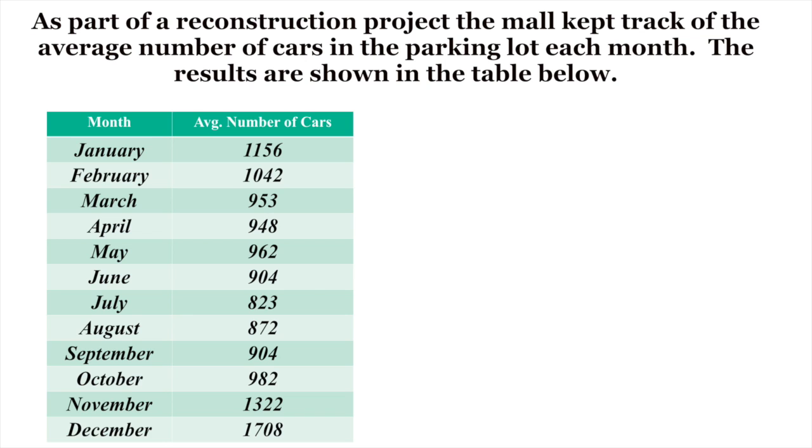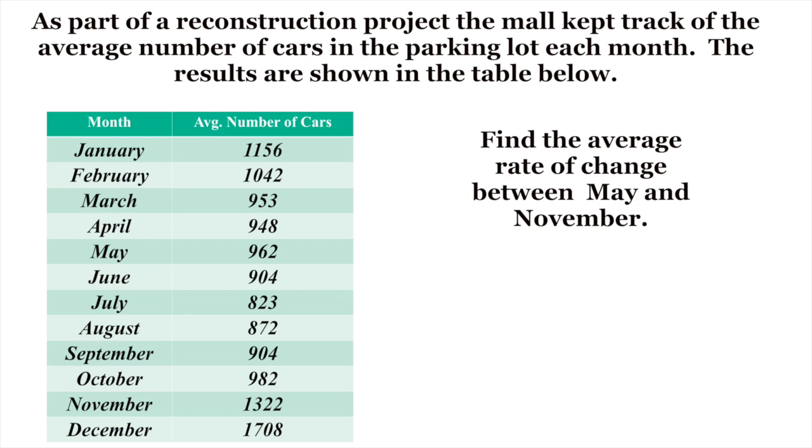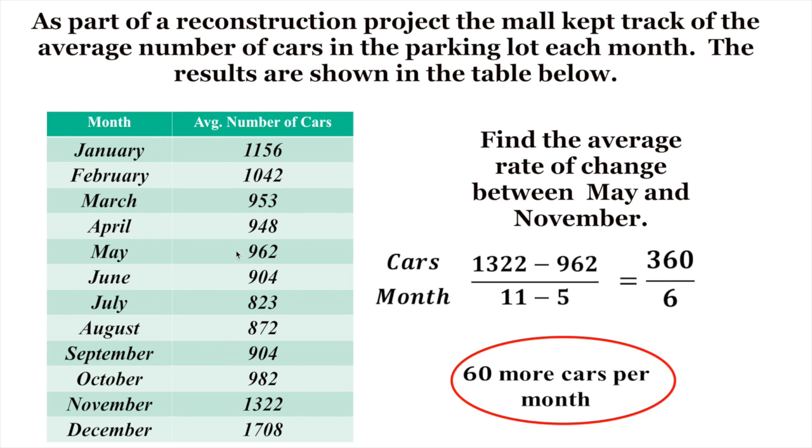Okay, for these points here, I want you to calculate the slope, the average rate of change, but specifically between May and November. Okay, so go ahead and try that now. I'd like you to calculate the slope there, and then not just the slope, but a little bit about what it means. What does that slope represent? So go ahead and push pause now. After you've obtained your answer, come back and push play. Check your answers here. You see that the increase was 360 over a 6-month period. So on average, 60 more cars each month parked there.